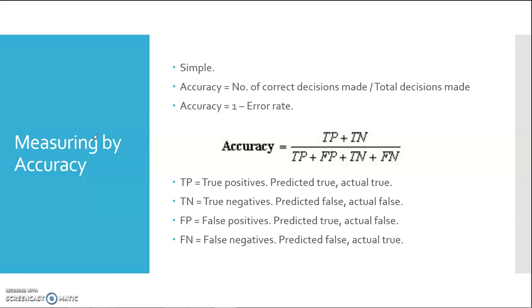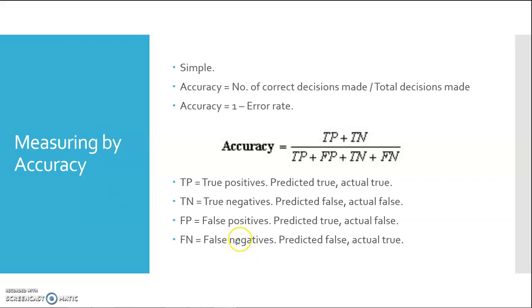So what is FP? FP stands for false positives, which means that we predict it to be true, which is a positive. We predict an event to be positive, but it's actually negative. So it is falsely positive. It is not true positive. And false negative, we predict it to be negative, but it's actually positive.